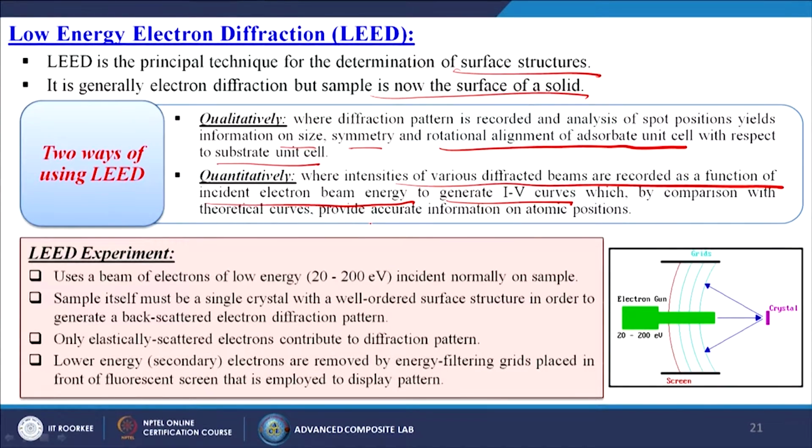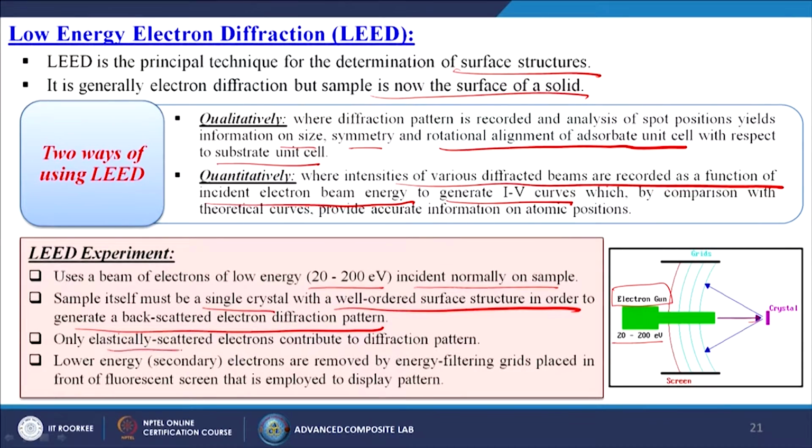How are we going to perform this LEED experiment? Use a beam of electrons of low energy, generally 20 to 200 electron volts, incident normally on the sample itself. So, we have the electron gun over here, and it falls directly onto your materials or crystals. The sample itself must be a single crystal with a well ordered surface structure in order to generate a backscattered electron diffraction pattern. So, after falling, it is backscattering.